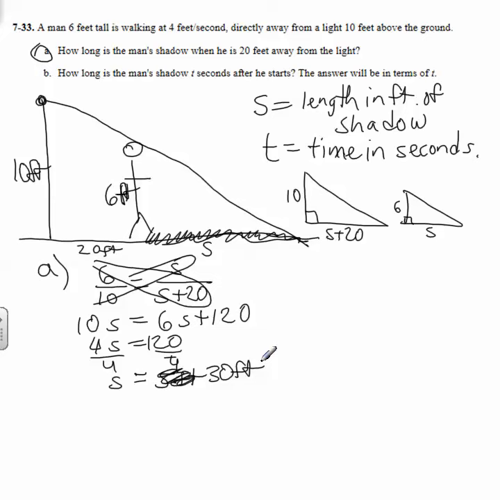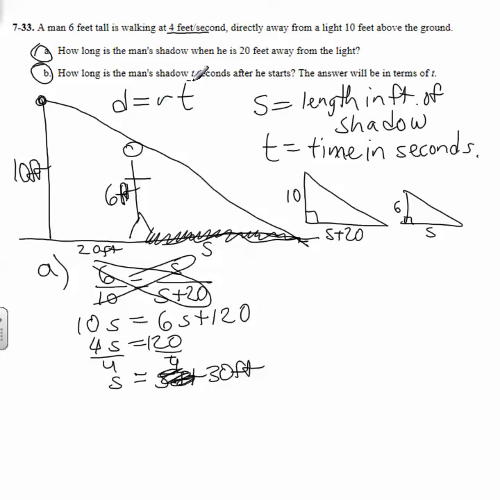Now let's see about question B. How long is the man's shadow T seconds after he starts? The answer will be in terms of T. Okay, so at this point we don't really know what this distance is, but we do know that there's a relationship between distance, rate, and time. I like to call them dirt problems because distance equals rate times time, and if I squint my eyes and I'm creative, this looks like it says dirt. So that's how I remember.